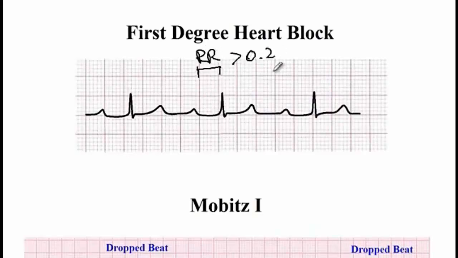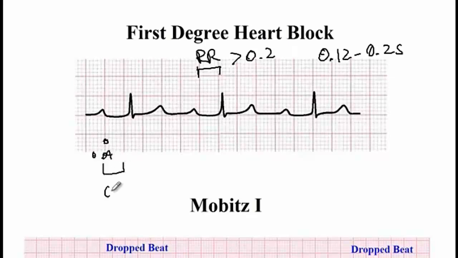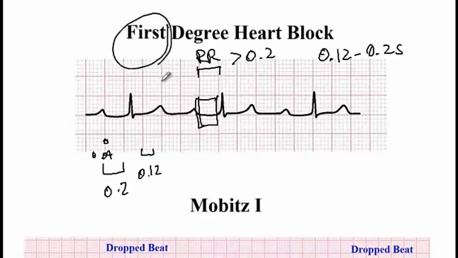For the first degree heart block, all you have to know is that the PR interval is more than 0.2 seconds. You may recall that I mentioned that the PR interval should be between 0.12 to 0.2 second. If it goes beyond 0.2 second, then that's the first degree heart block. If one small box corresponds to 0.04, then 5 boxes correspond to 0.2 seconds, and 3 of them correspond to 0.12. Here you can see that the PR interval is more than 5 small boxes, so this is an example of the first degree heart block.